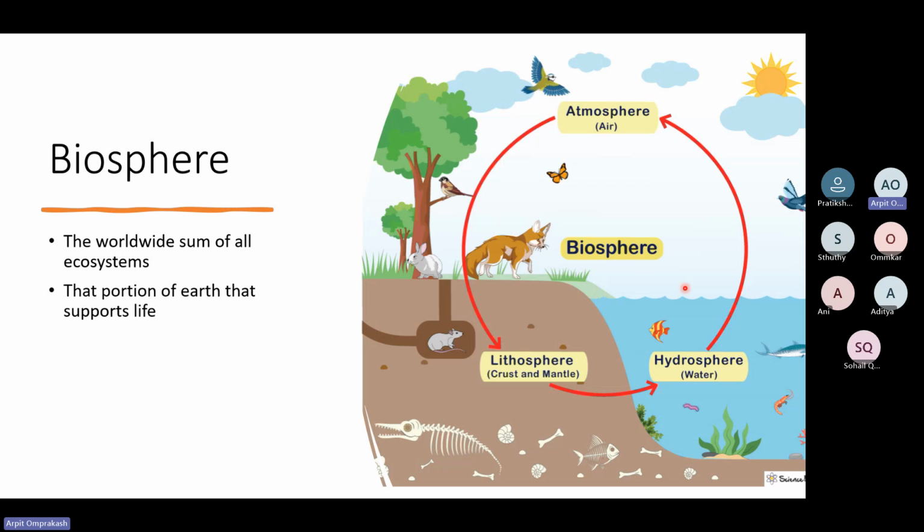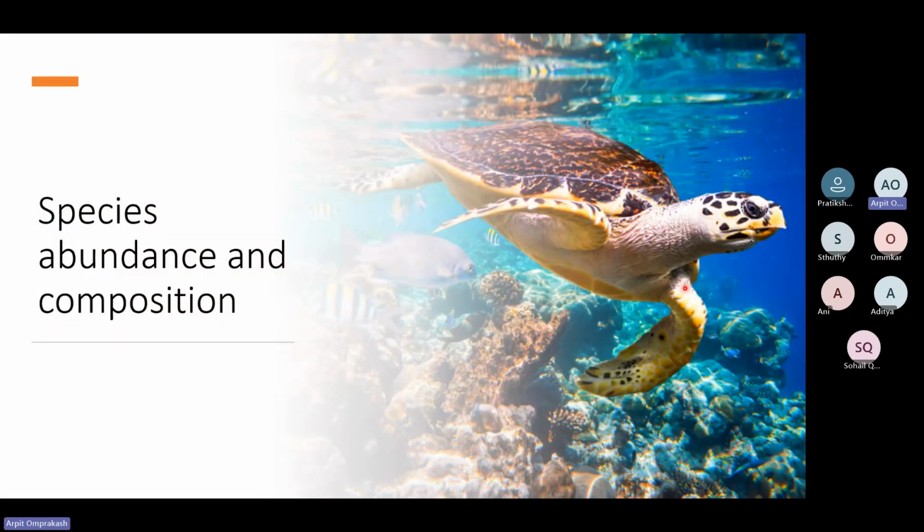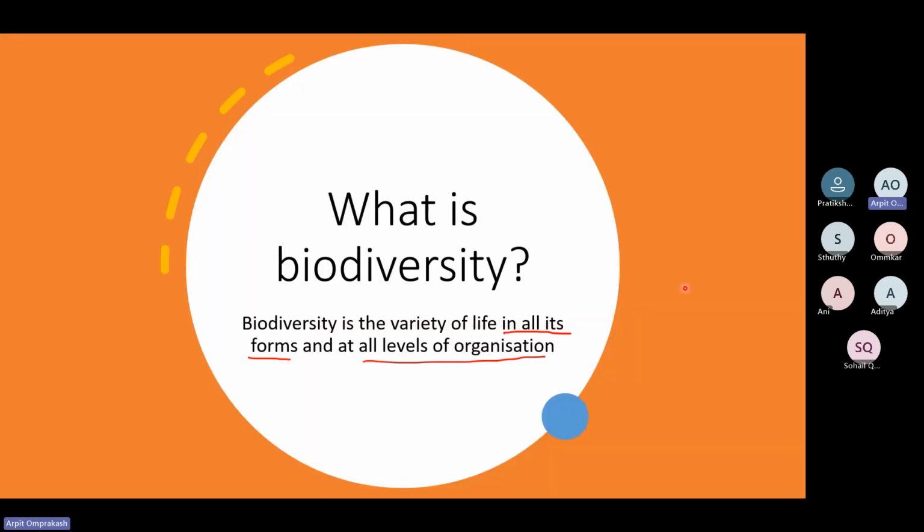Biosphere is basically the worldwide sum of all the ecosystems, and it's the portion of Earth that supports life. Next, we talked about species abundance and composition. We talked about what you see in a jungle, all the different kinds of organisms. Then we talked about what is biodiversity. Biodiversity is a variety of life in all its forms and at all levels of organization.